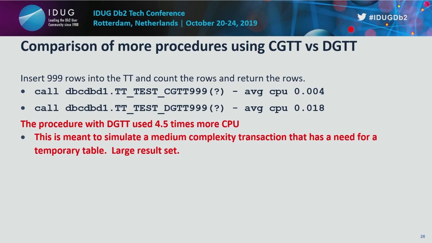So in this case, the procedure with DGTT was 4.5 times more CPU, not the 20 times as in the previous example. It's just a more complex select to populate the temporary table. My point here is to emphasize that it depends. The amount of benefit you get, or the cost of using one or the other, really depends upon the SQL statement that you're using to populate the temporary table, and then how often you reference it. So it's not going to be a fixed rule that they're 4 times faster or 20 times faster.